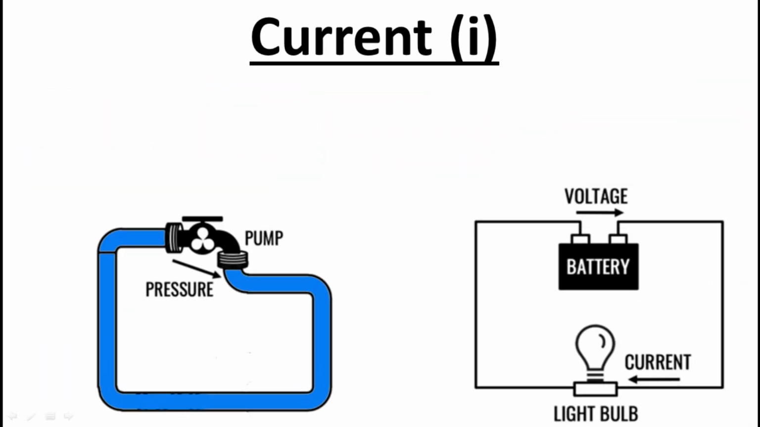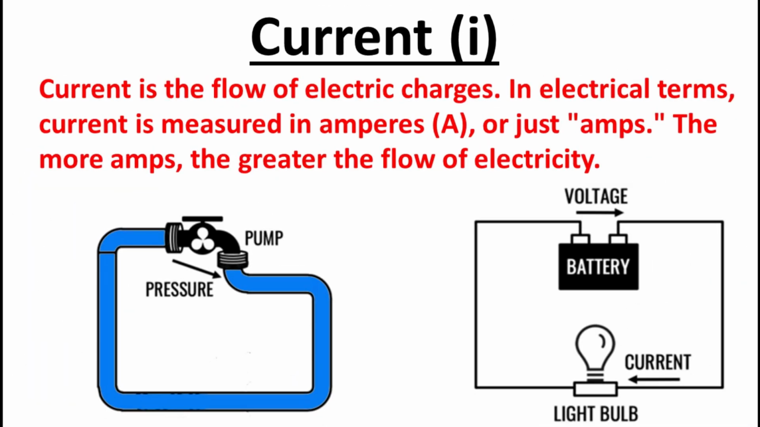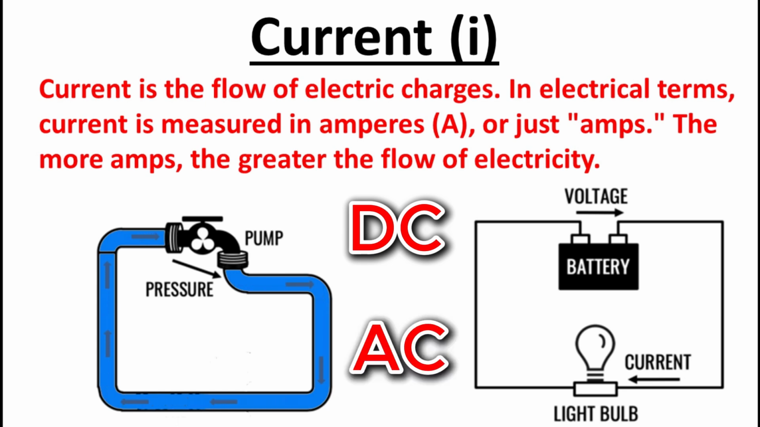Now, let's talk about current. Current is the flow of electric charges. Imagine that same water pipe analogy. If voltage is the pressure, then current is the flow of water itself. In electrical terms, current is measured in amperes, or just amps. The more amps, the greater the flow of electricity. Current can be direct, DC, where it flows in one direction, or alternating, AC, where it periodically changes direction.